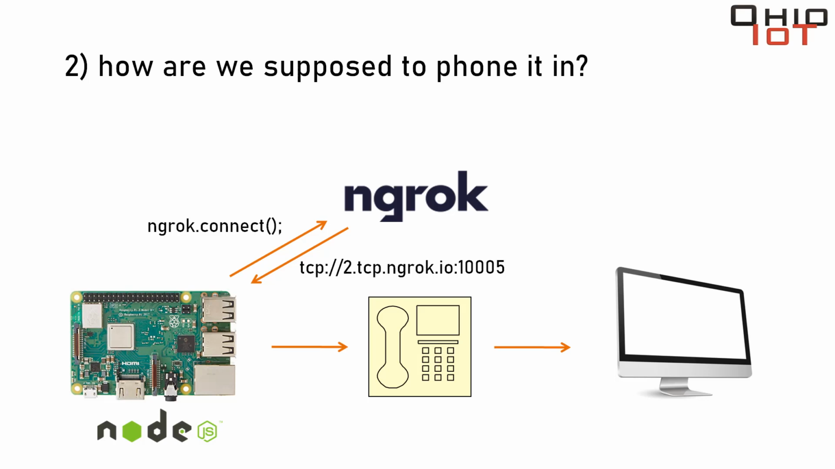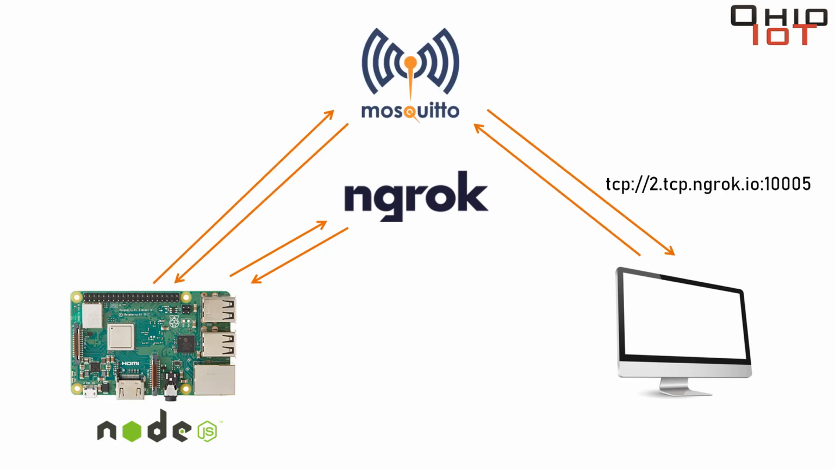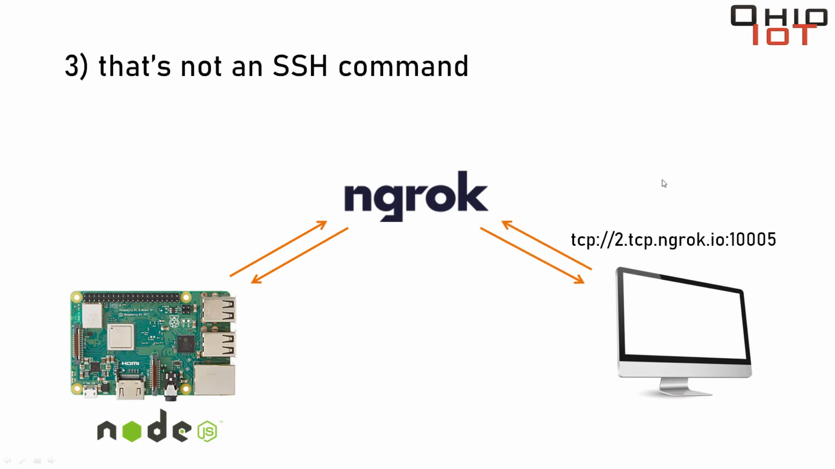I don't think there's a simple answer here. There's lots of different ways for IoT devices to talk to each other. I went with MQTT. For my services, I have a Mosquitto broker on a DigitalOcean server. I'm going to use that to have my local computer talk to the Raspberry Pi. The last question is, look on the right at this TCP string. How do we use that to SSH? That's not an SSH command.